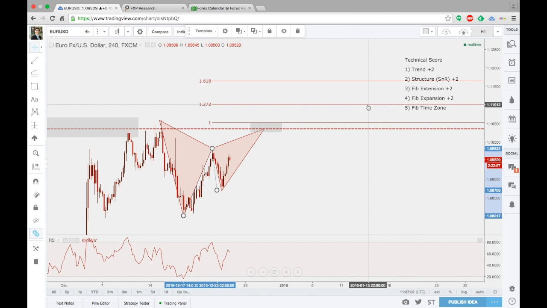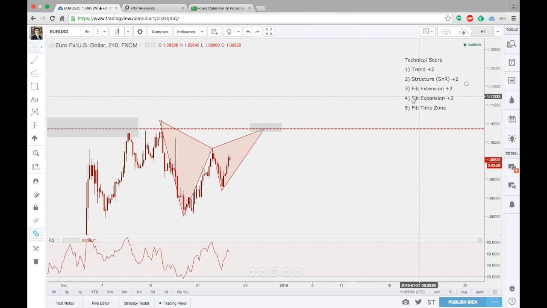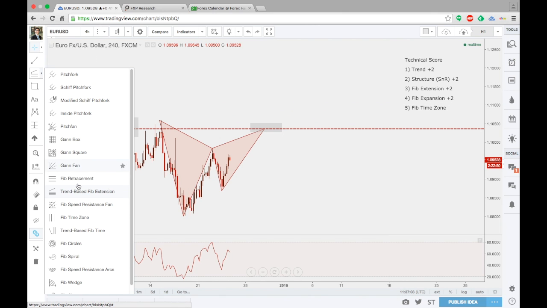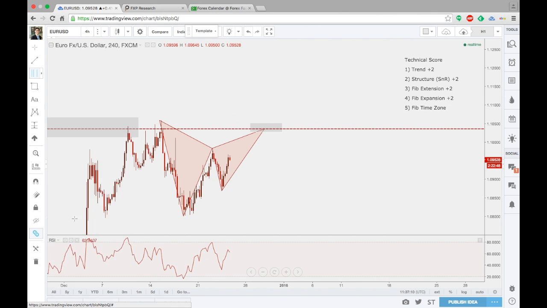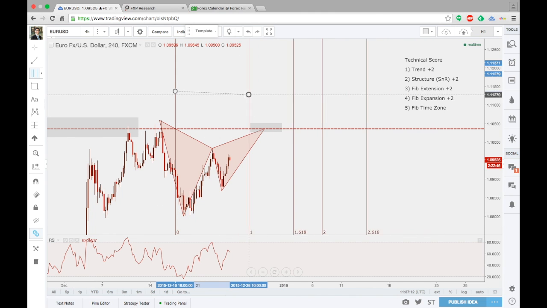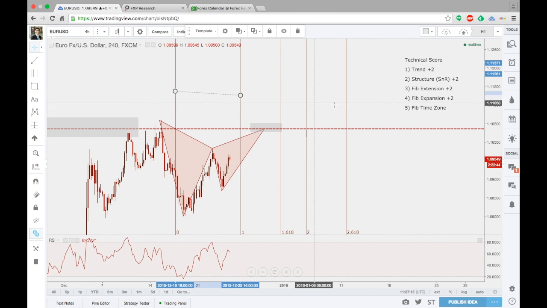The last one I want to go through with you is how you can use the fib time zone. There is a tool that measures it as well, called the fib time zone. Basically, if I pull it from one point to the other point, what I want to measure is the ratio between this time frame and this time frame, from here to here.